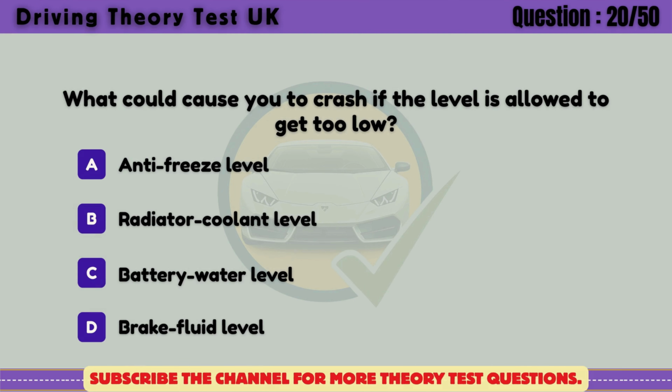Question 20. What could cause you to crash if the level is allowed to get too low? Option A. Antifreeze level. B. Radiator coolant level. C. Battery water level. D. Brake fluid level. Answer is D. Brake fluid level.